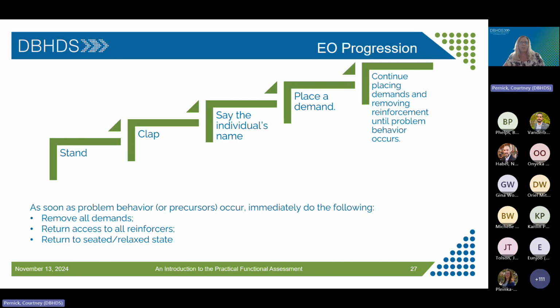If problem behavior doesn't occur, you want to continue progressing the EO and placing demands. In some cases, problem behavior might not occur. This could happen for a number of reasons. Go ahead and allow the learner to return to the reinforcement context, and then try again. If you're still unable to evoke problem behavior, you might want to do some troubleshooting just to make sure both the reinforcement context and the EO context are correct for that learner.